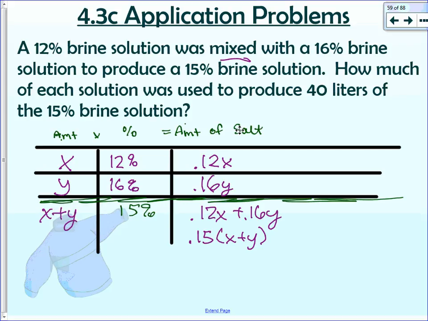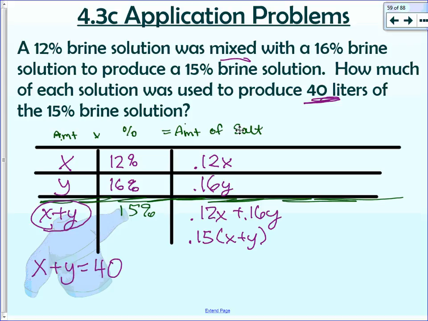Okay. Now let's take a look at our problem and see what we're going for here. It says how much of each solution was used to produce 40 liters of the 15% brine solution. So this equals how much? 40. So I can write one equation, x plus y equals 40. So there is one equation to solve.